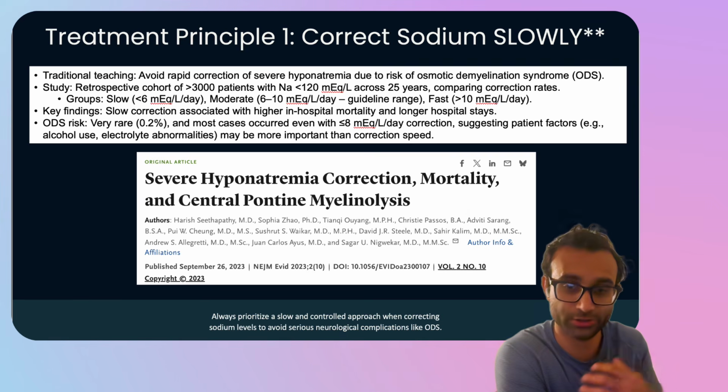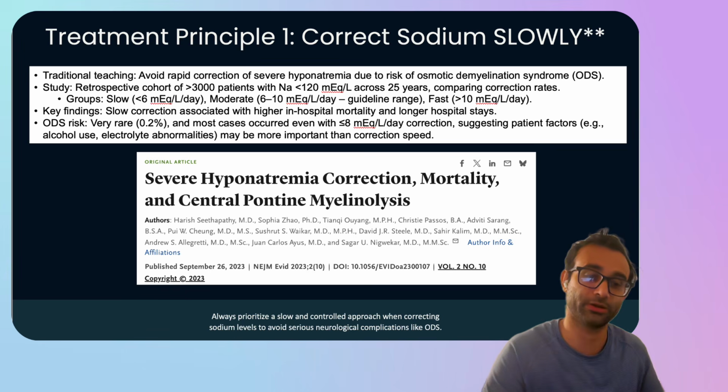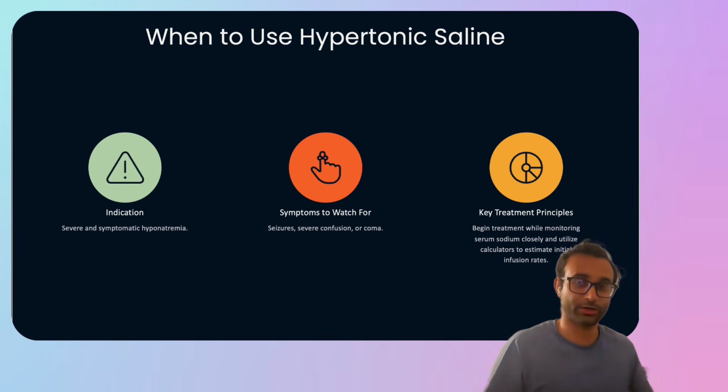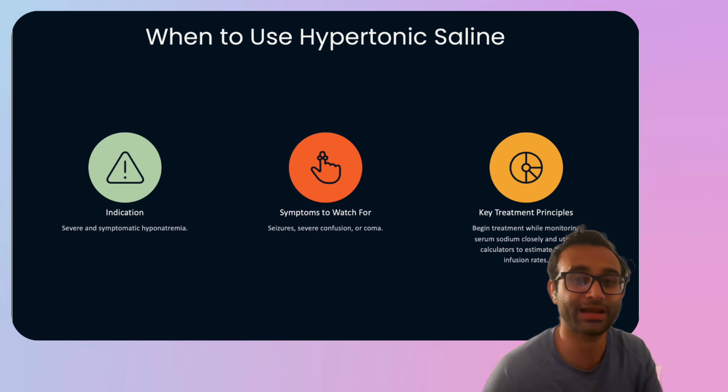Again, there was a lot of research going on about this, so the goal is just I go slow and steady, make sure the patient's understanding what's going on, and then try my best to address what the trigger is, if it's SIADH or hypovolemia. When do you use hypertonic saline? Well, you use hypertonic saline when you have severe and symptomatic hyponatremia.